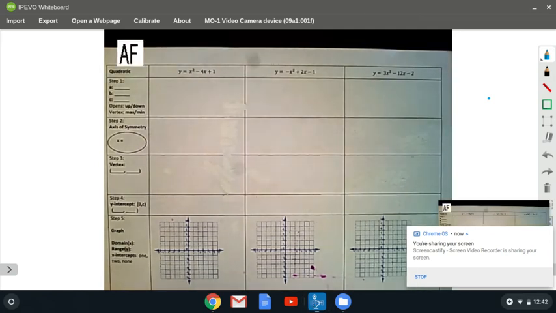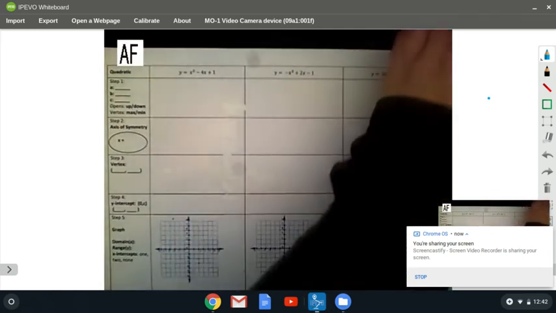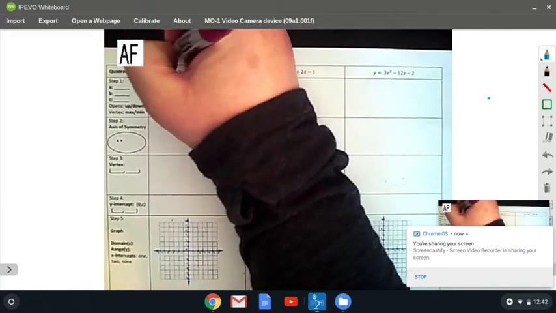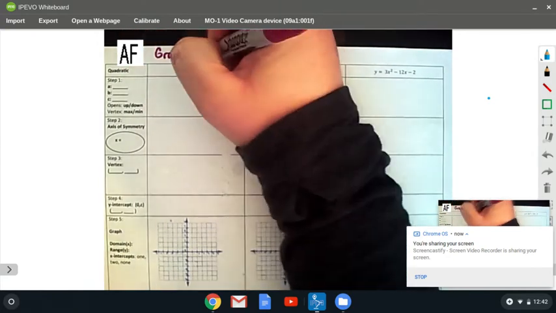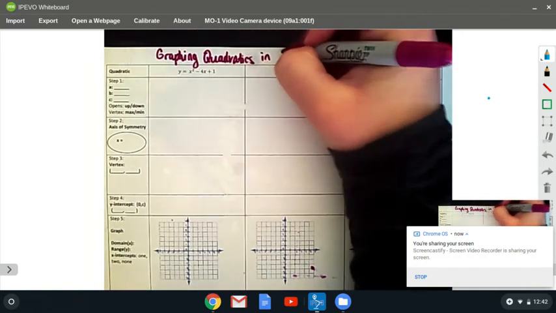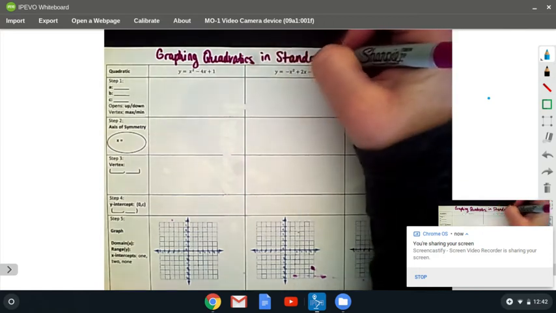Hello everyone. Today we are going to start a new topic. We are going to be working with graphing quadratics in standard form.